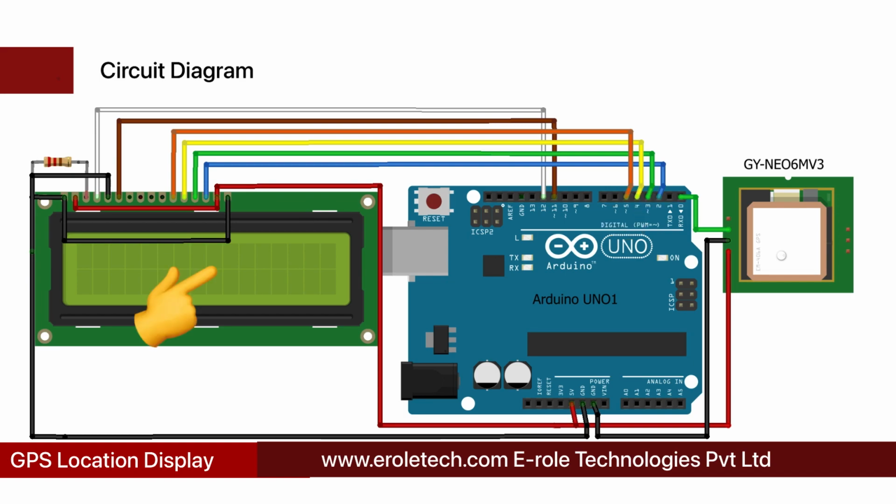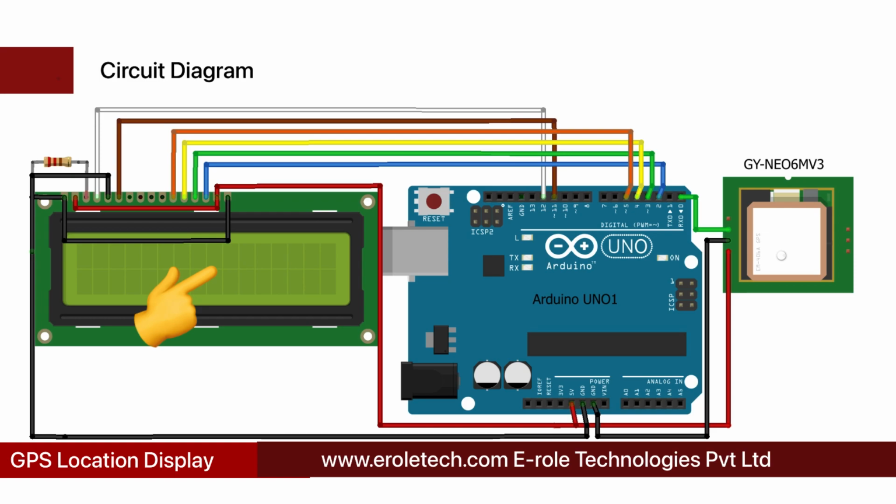16x2 LCD display has 2 lines. Each line can display 16 characters. This display has 16 pins. First pin is ground, second is VCC, then contrast, RS, RW, enable, D0, D1, D2, D3, D4, D5, D6, D7, VCC, and ground. Pin 1 and 2 provide the supply for its internal circuitry, and pin 15 and 16 provide the supply for its backlight.